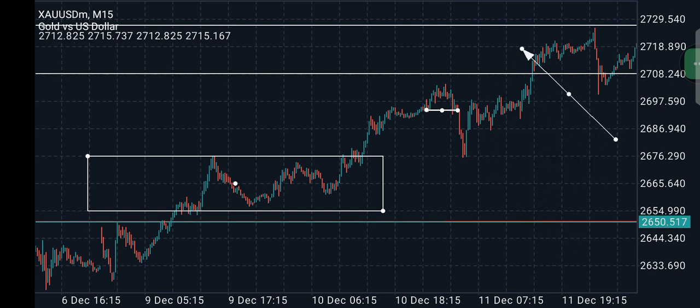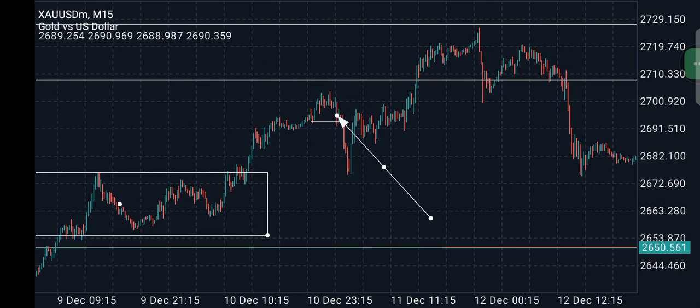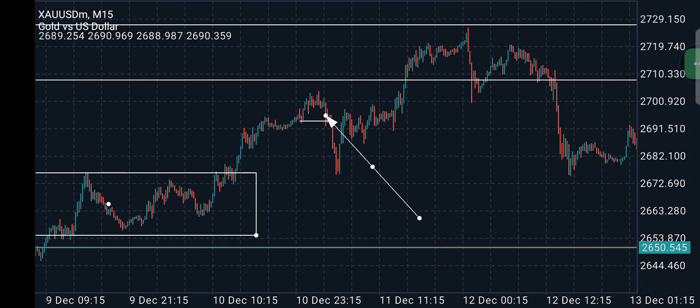Most people fell for this one, but it's not before the higher time frame point of interest. This was the correct one here. The only characteristic this one had was the momentum. It had the momentum, but it was not in a higher time frame point of interest.